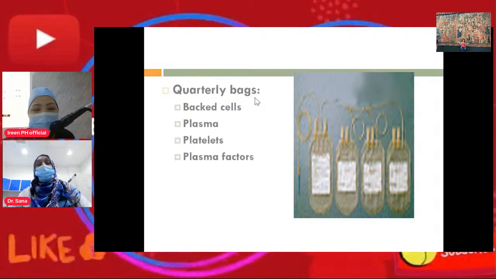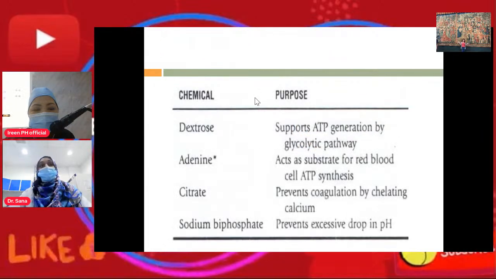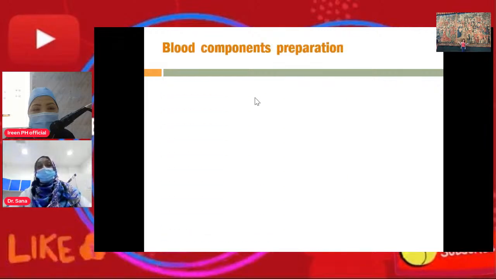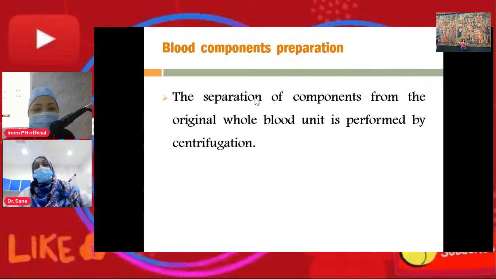Blood component preparation. Preparation of components from the original whole blood unit is performed by centrifugation. This is the main process to separate the parts.